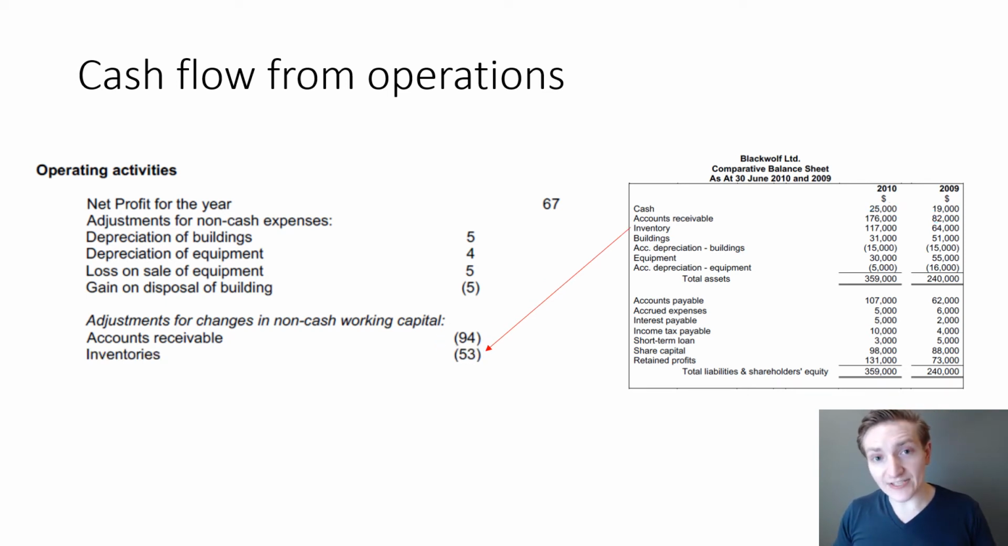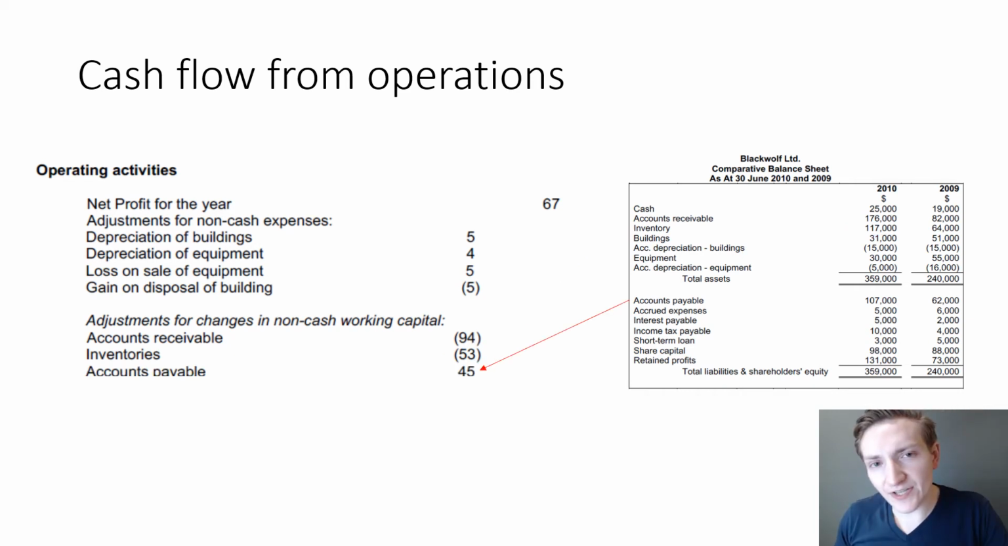The next thing we can look at is inventories. So here our inventory has gone from 64 to 117. What that effectively implies is that inventory is increased, basically meaning we must have paid some cash for this inventory. As a result, we're going to reduce our cash flows here. So we're going to reduce it down by 53.